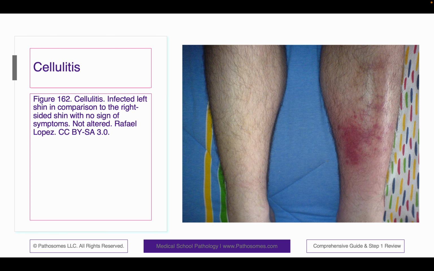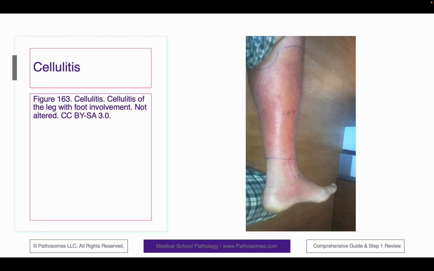Here we have a picture of an infected left shin in comparison to the right side shin with no sign of symptoms in a patient with left lower extremity cellulitis. And here we have a picture of a patient with cellulitis of the left leg with foot involvement outlined there on the border, a common technique to see if it's going past the border or regressing from the border over time.